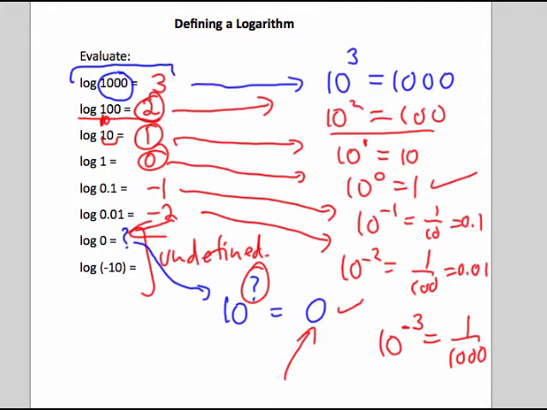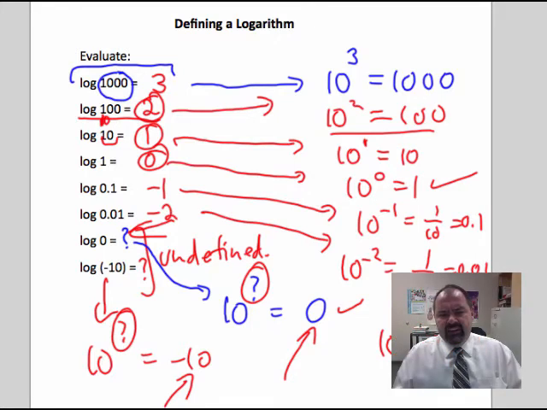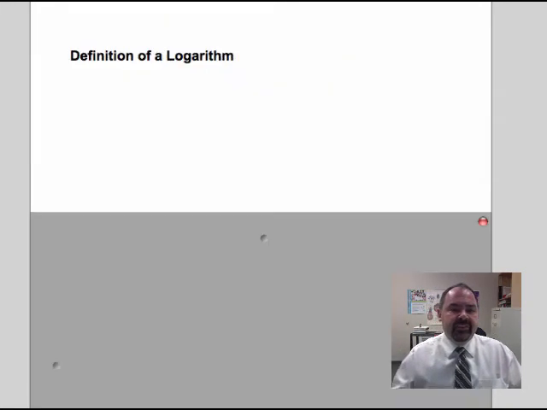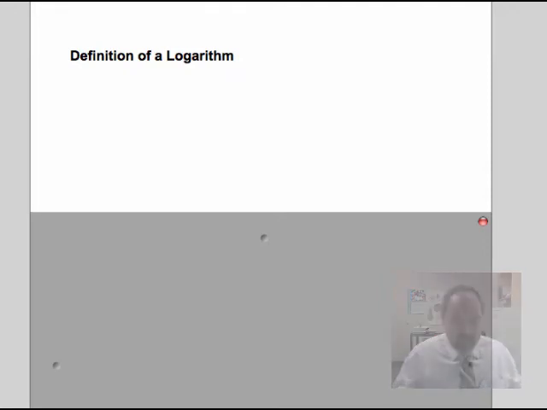We can't log 0. Okay, and similarly for this one, what's the answer to this? This would be 10 to the something is negative 10. And there's no exponent we could put in that would produce a negative answer. Alright, so hopefully that gives you a little bit of a feeling for how logs work. And so now we're ready to do a definition of a log. And that goes like this.